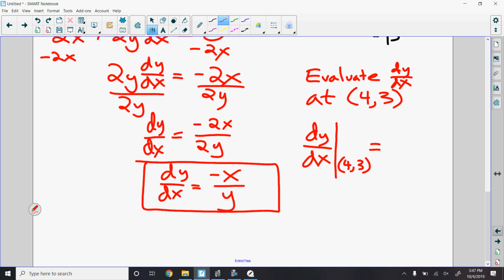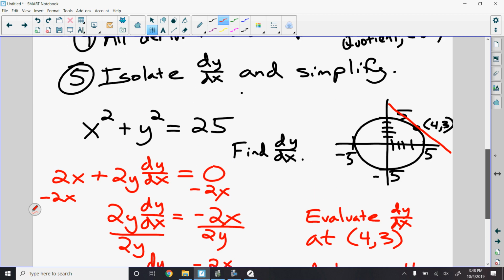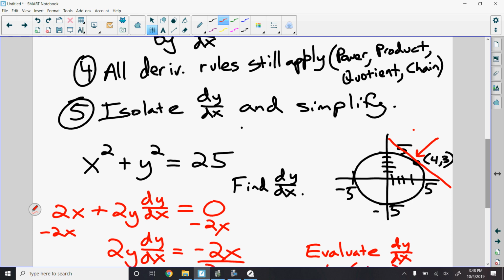So what I get is negative x. Well, this is my x, this is my y. I've got negative 4 over 3. So what I get is the slope of this tangent line here. This slope is negative 4/3. Okay.